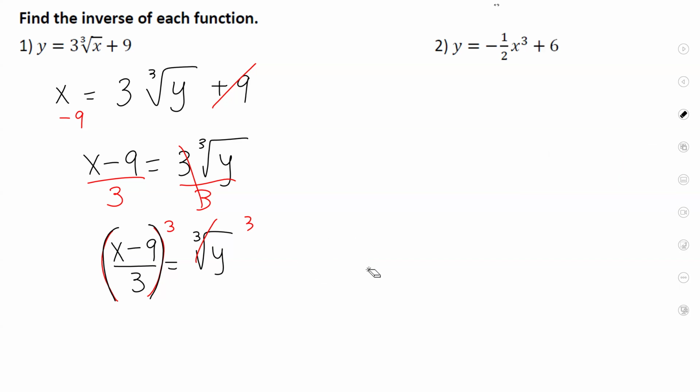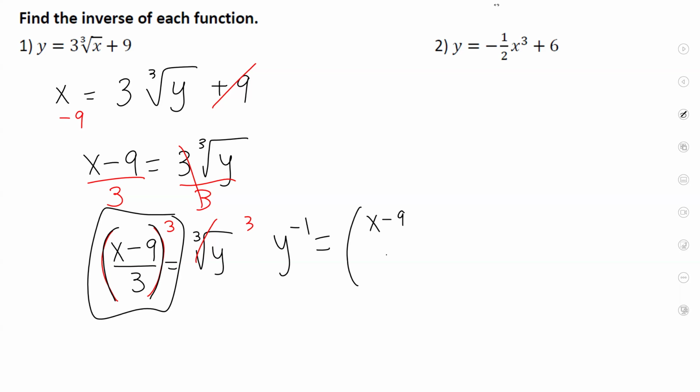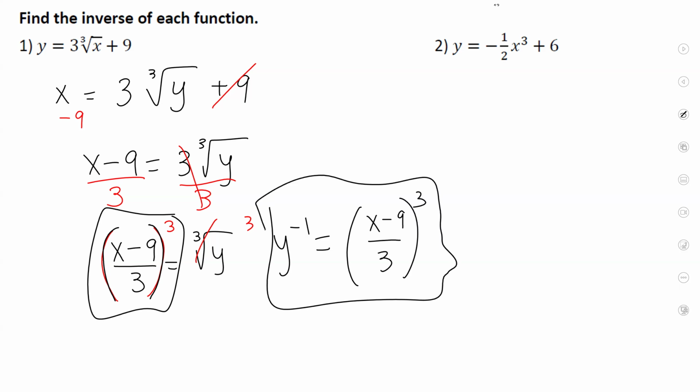Right, so your answer is the inverse is this part. Just leave it like that: X minus 9 divided by 3, cubed. That's it. So once you get Y alone, you're done. All right, so that means you guys can do the rest. Y'all can do it. All right, so we switched X and Y, yeah?